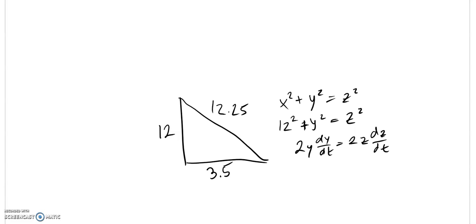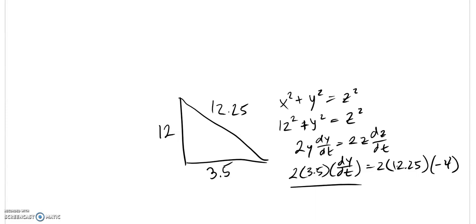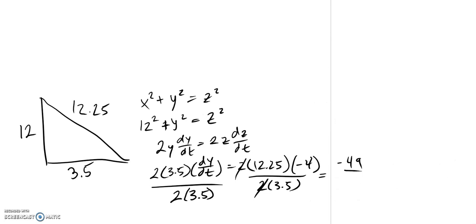And if we remember, well, the y, we know what the y is going to be. That's 3.5. We don't know what the dy/dt is. The z is, instead of 13, it's 12.25. It's pulled in a little bit. And the dz/dt is still -4. And we go ahead and divide each side by the 2 times 3.5. The 2's will cancel. And you end up getting -49 over 3.5, which simplifies down to just -14.